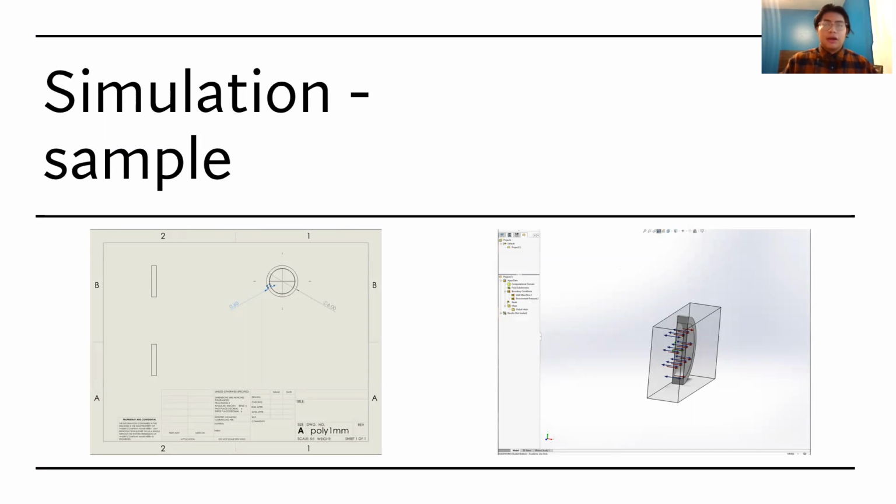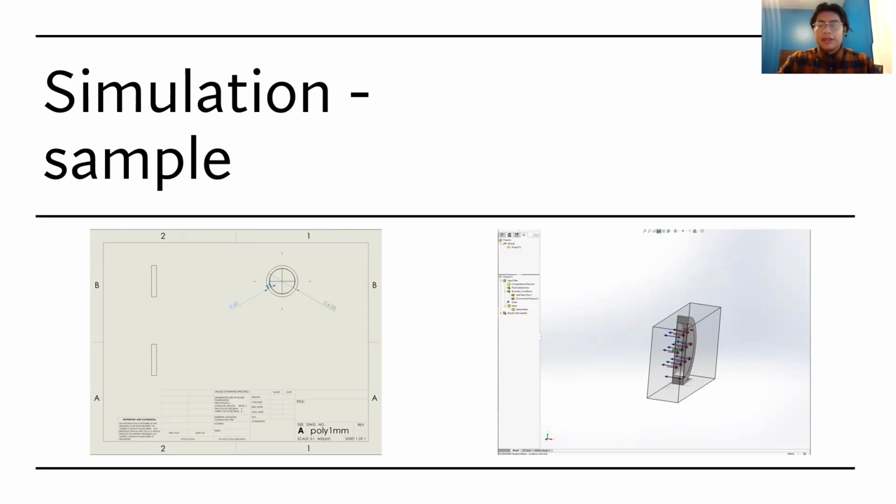Now, here are the samples of how the simulations were ran. To the left, you see a drawing, which is of the polycarbonate of the 1 millimeter. You can see the radius, the thickness, and the length of it. And this is more so a sample of how all the different lengths were made. They all had the same radii and the same thickness, but measured with different lengths.